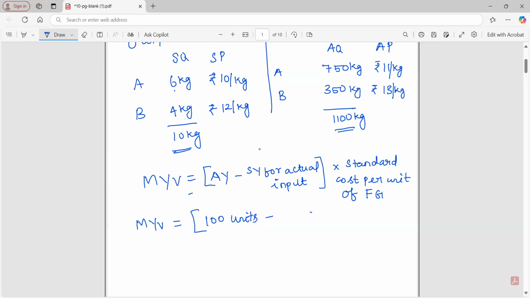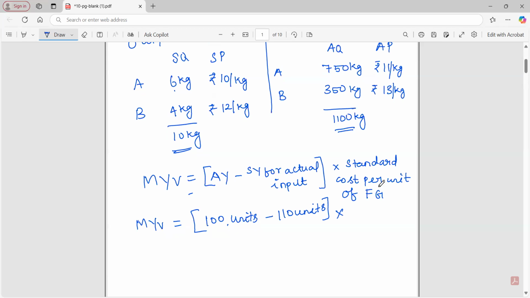So by making use of 1100 kg of raw material, I could have produced 110 units of finished goods. But unfortunately, I produced only 100 units of finished goods. I did not use my raw material effectively. I did not convert my input into output effectively. So this will be an adverse variance because 100 minus 110 is negative 10. So it will be an adverse variance multiplied by standard cost per unit of finished goods.